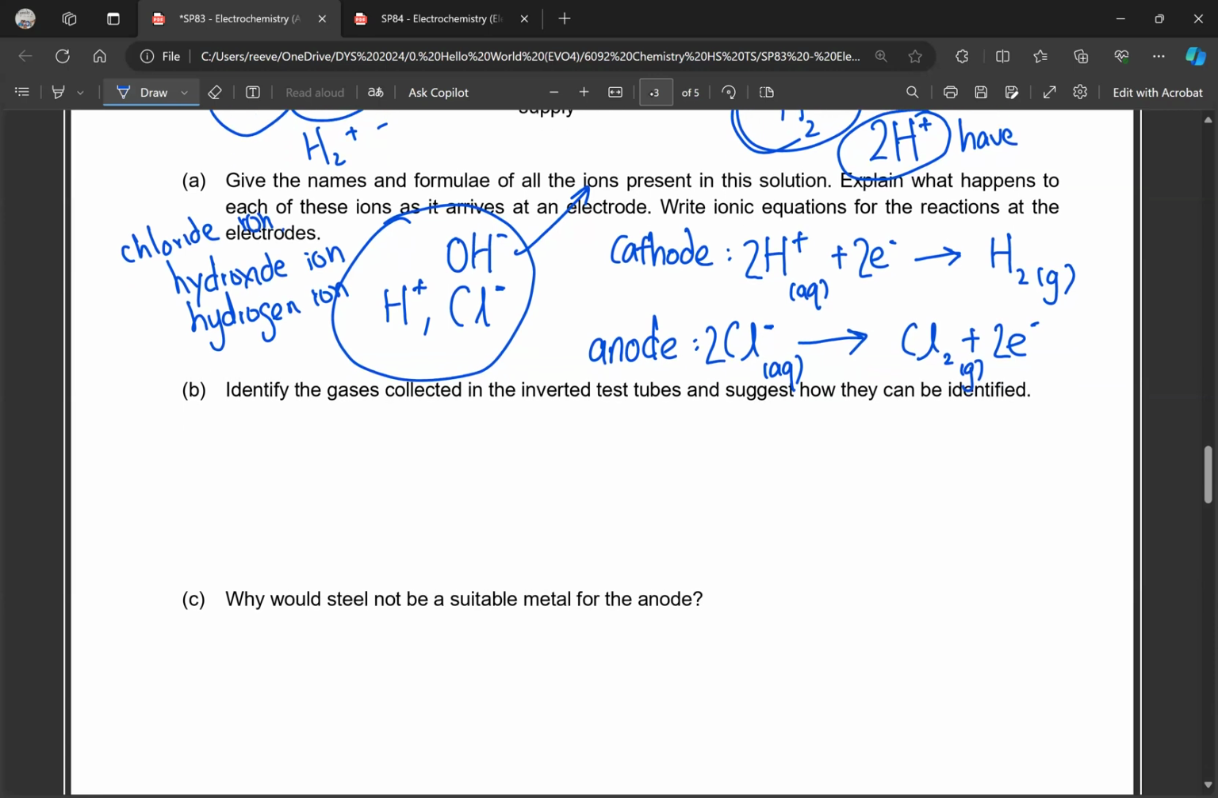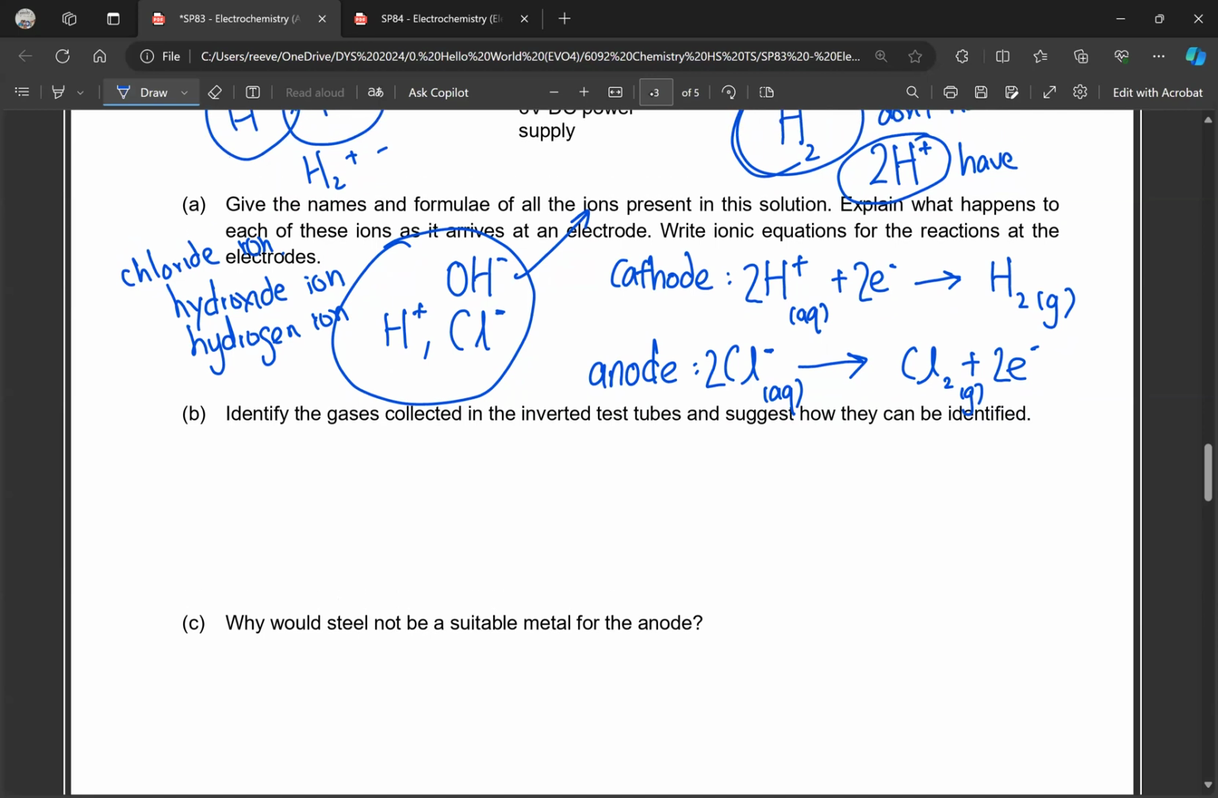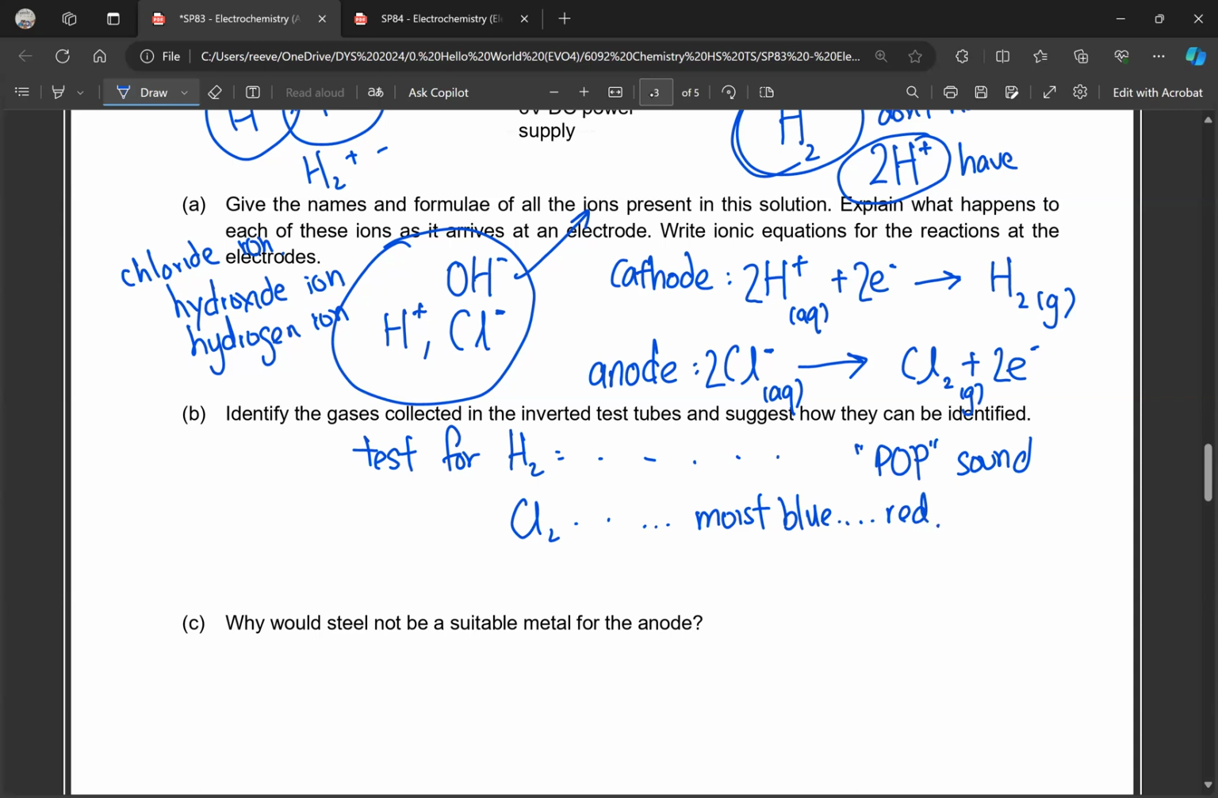Next one: identify the gases collected in the inverted tube. So how do you identify the gas? That means how you test for the gas. How do you test for hydrogen? I think you know, so I will not go through it: insert a lighted splint, and it is extinguished with a pop sound. You should know this. How to test for chlorine? Insert moist blue litmus paper, which turns red and then becomes bleached.